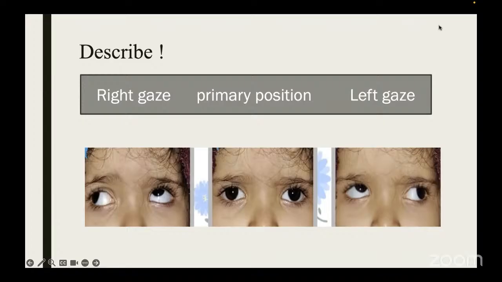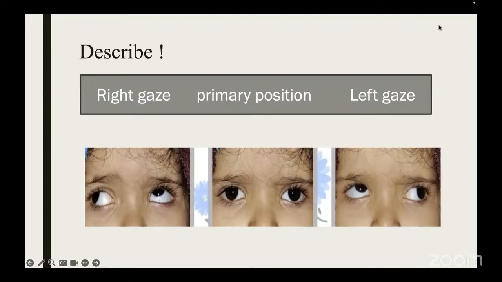In the right gaze, the right eye abduction seems to be okay, but the left eye seems to be hyperdeviated. The same is the case in the left gaze. The left eye abduction is normal, but the right eye seems to be hyperelevated in adduction. So to me, the most probable diagnosis in this case is bilateral inferior oblique overaction with exotropia. Yes, sir.